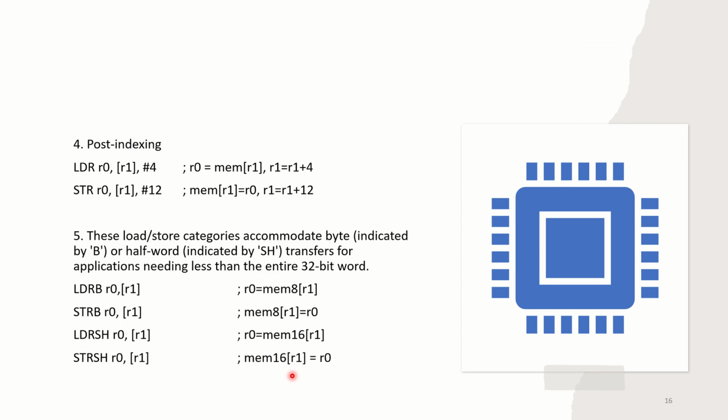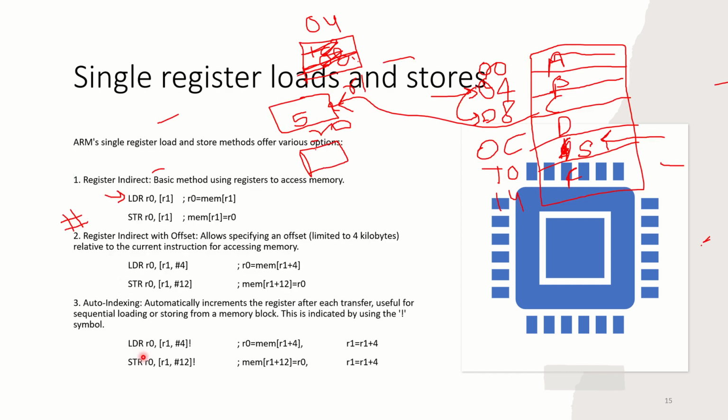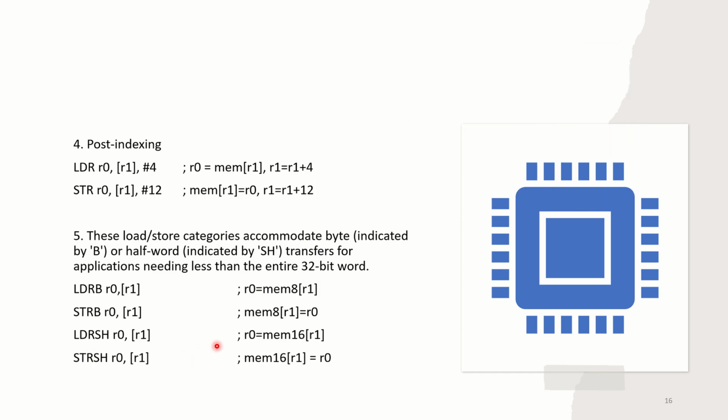and the fourth way is post indexing. You can just notice the difference in the syntax. See here, LDR R0, inside the bracket this thing, and then the exclamation mark here.